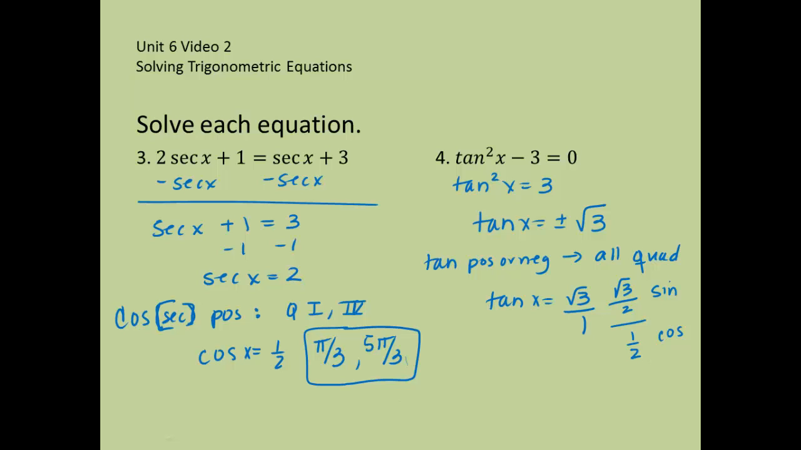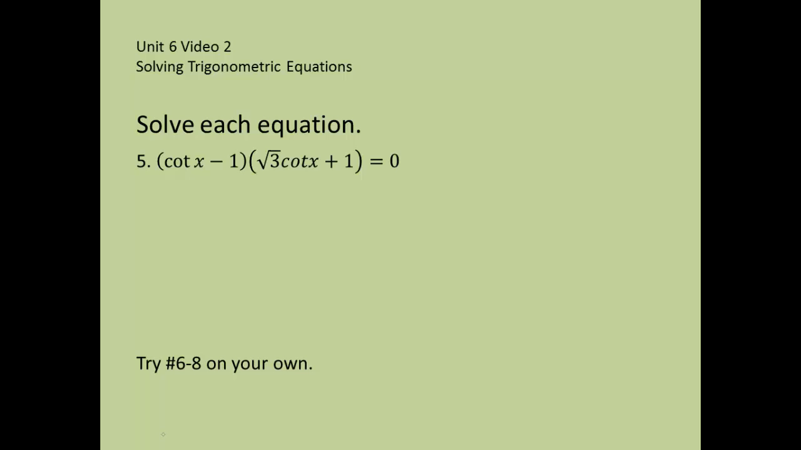So all of my answers here are going to be the 4 different 60-degree angles throughout the unit circle in radians. So pi over 3, 2 pi over 3, 4 pi over 3, and 5 pi over 3. And those are my 4 answers for number 4. All right, last one I'm going to do with you, and then I'm going to ask that you try 6, 7, and 8 on your own to bring to class tomorrow to get started.